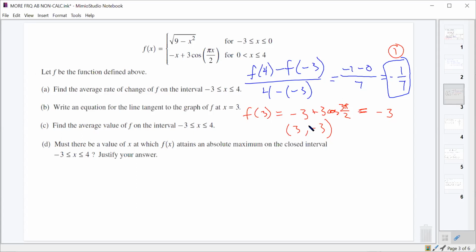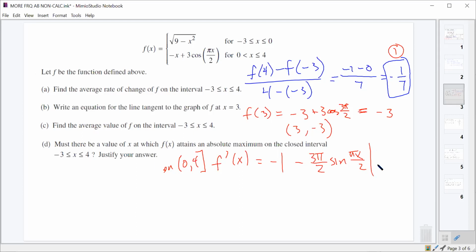Then we need to find the slope of this function, which means we need to find its derivative. So what's the derivative of -x? We'll say on 0 to 4, f prime of x is what? -x becomes -1, and 3 cosine pi x over 2 ought to become minus 3 pi over 2 sine pi x over 2. Everybody agree with that? I hope.